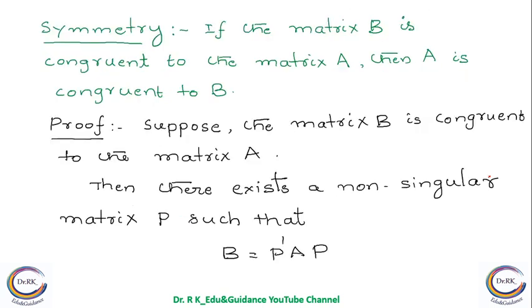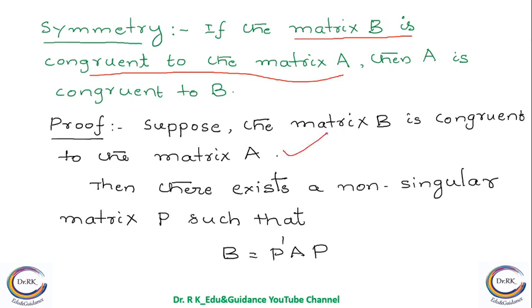So next is the symmetric property. Here, suppose the matrix B is congruent to the matrix A, then we prove A is congruent to B. That is the reverse. So assuming that B is congruent to A, we prove that A is congruent to B.